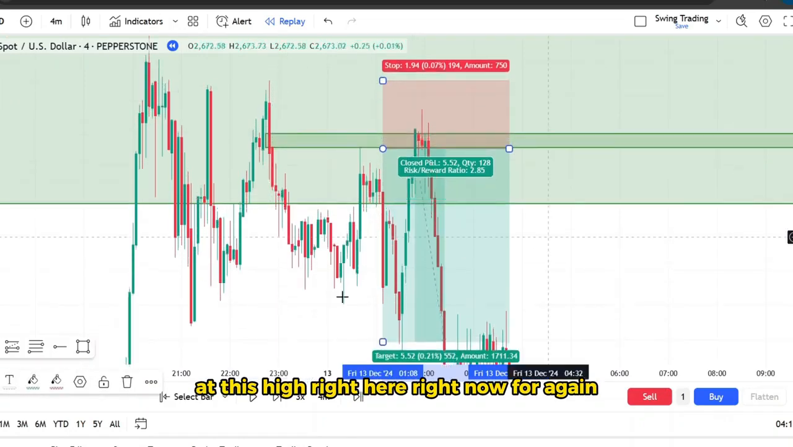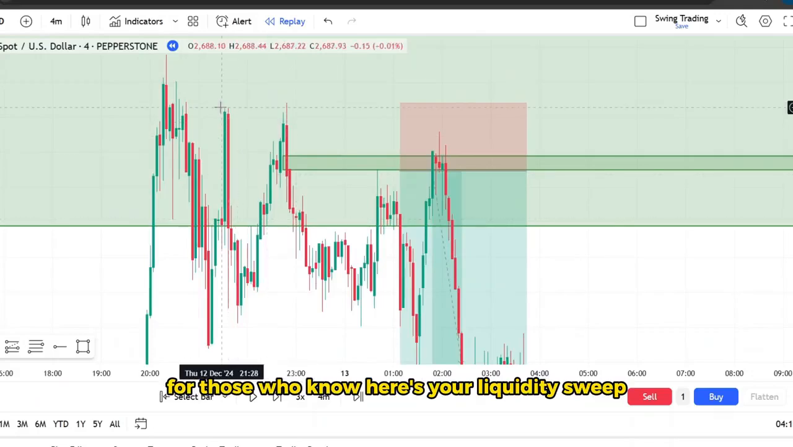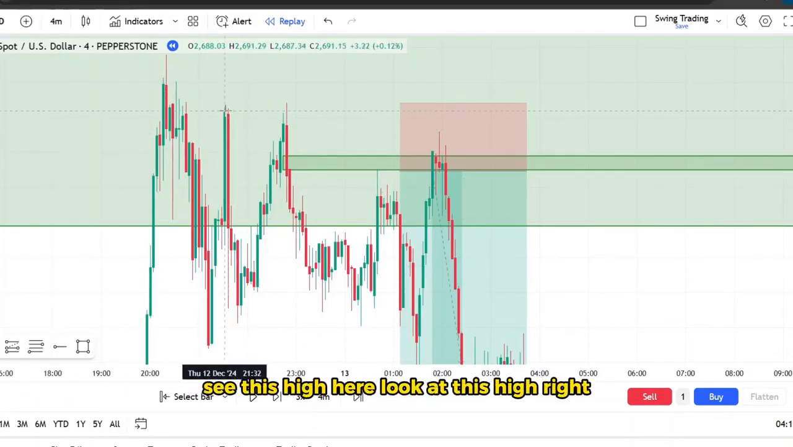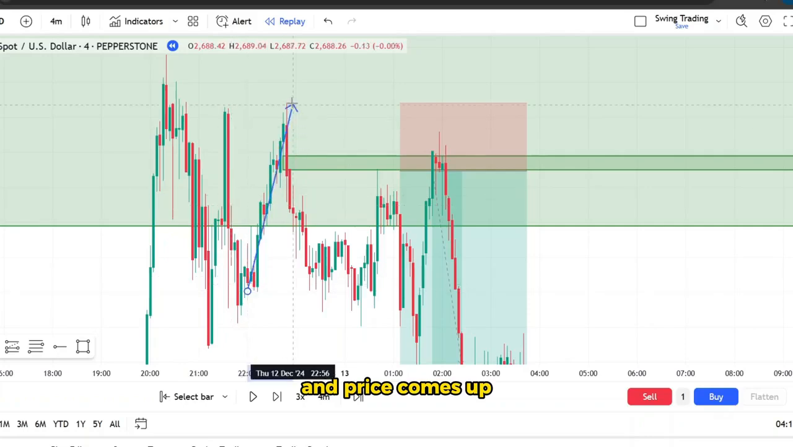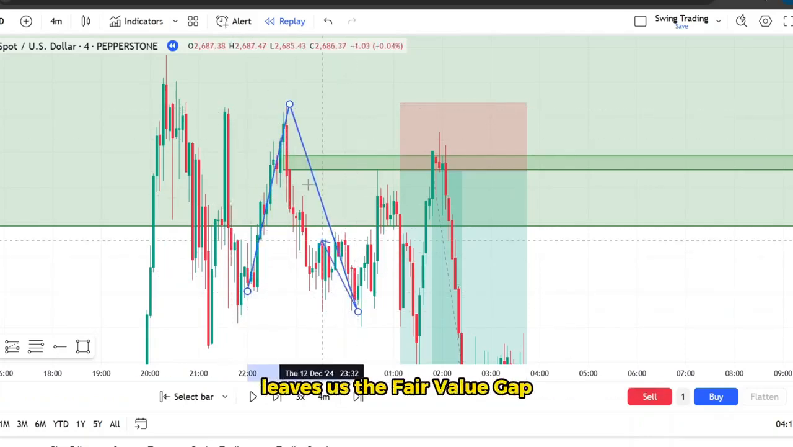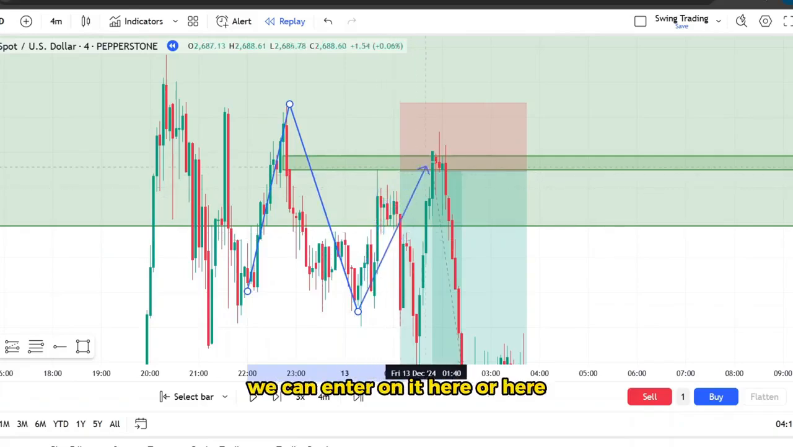Now, for those who know, here's your liquidity sweeps. Let me mark this out, just like this, right? See this high here? Look at this high, right? Price comes up. Look at this wick here. Wicks up this high, moves down, leaves us the fair value gap. We can enter on it here or here.